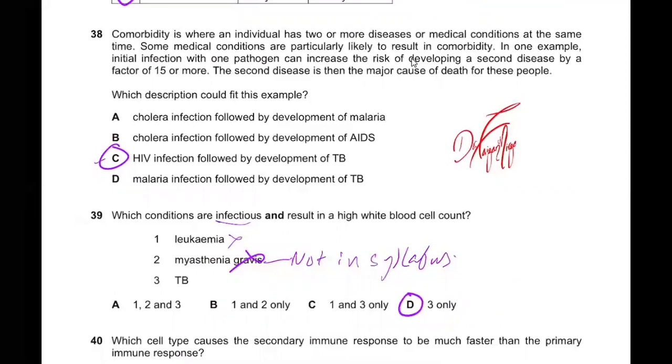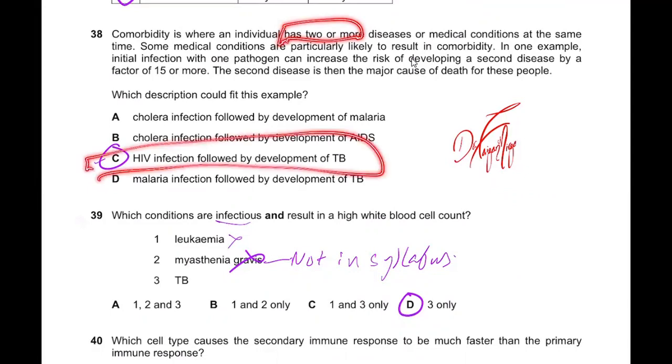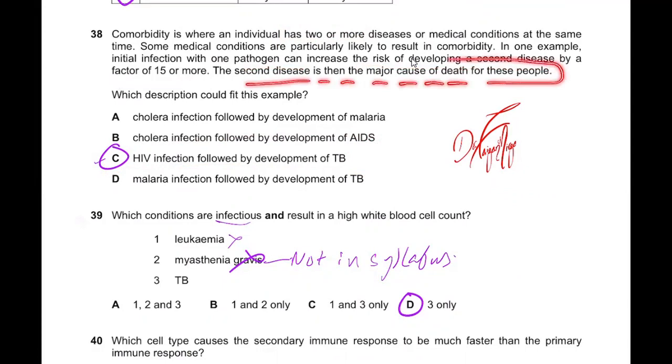Comorbidities are where individuals have two or more diseases. So which disease have you studied where a person suffers from two or more diseases? It's straightforward: HIV infection followed by TB, because we have studied as a fact that many people who are suffering from HIV actually die from TB, and that's when AIDS actually occurs and the person cannot ward off TB anymore. Some medical conditions are particularly likely to result in comorbidity. In one example, initial infection with one pathogen increases the risk of developing a second disease by a factor of 15 or more. The second disease is then a major cause of death for these people.